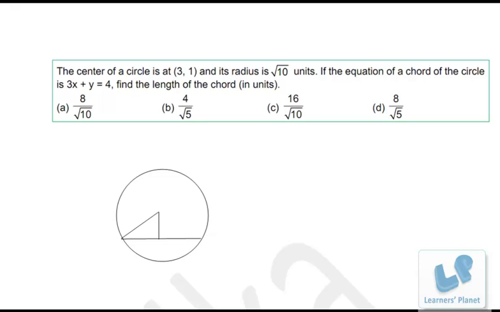Now friends, here we are having a problem based on coordinate geometry. The center of a circle is at (3, 1), a radius is given, and the equation of the chord of the circle is given. We have to find the length of the chord. Here we have to use a formula.